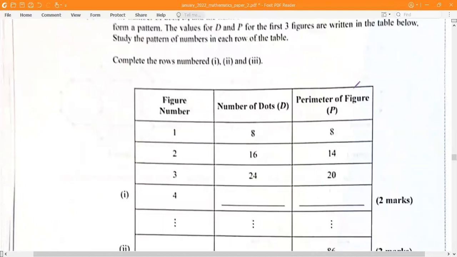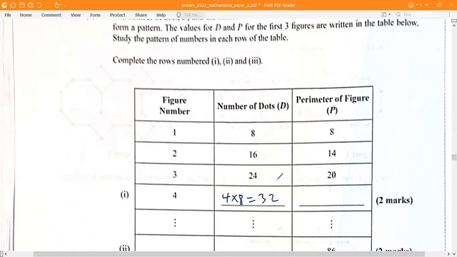So let's look at the sequences here. 8, 16, 24. We are moving up 8 at a time. We are also multiplying: 1 times 8 is 8, 2 8s are 16, 3 8s are 24. So 4 times 8, and that gives 32. This will be 4 times 8, which is 32.